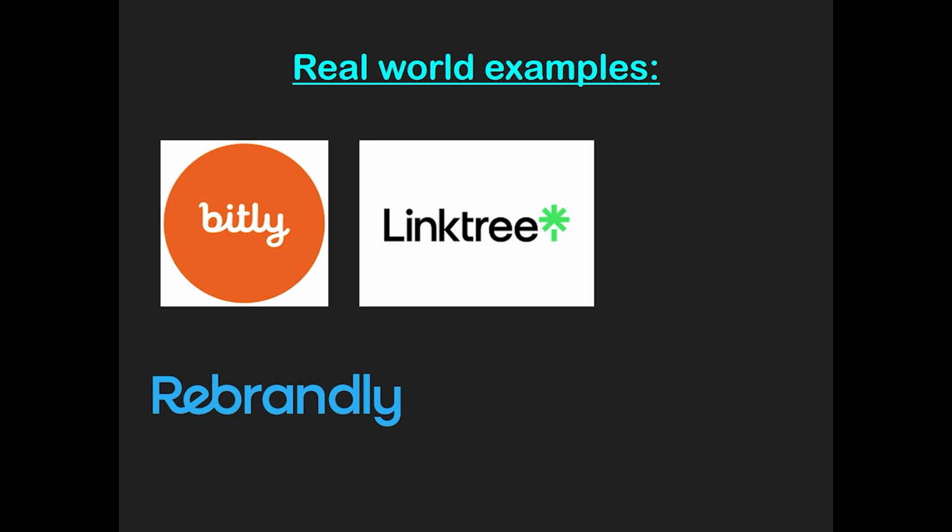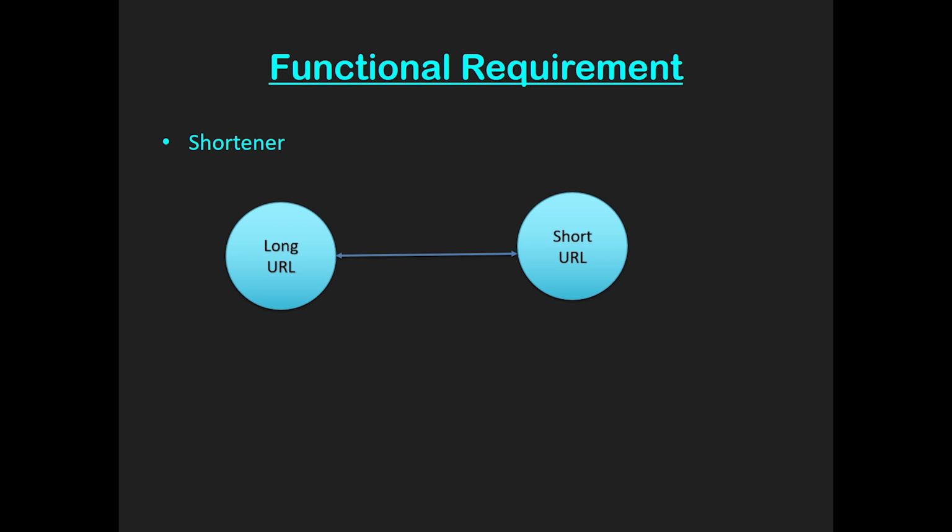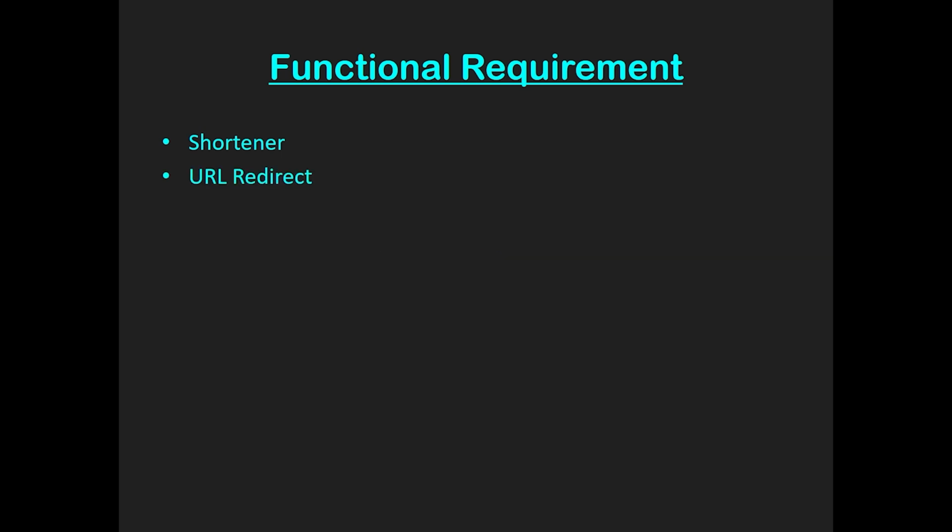Okay. Now let's see the functional requirements. First, the shortener. It's a pretty basic thing in a URL shortener. Here, you will give a long URL and in return you will receive a short URL. As simple as that. Then comes URL redirection. What is URL redirection? It means every long URL is mapped to a unique short URL. So whenever anyone clicks on that short URL, they get redirected to the original long URL.